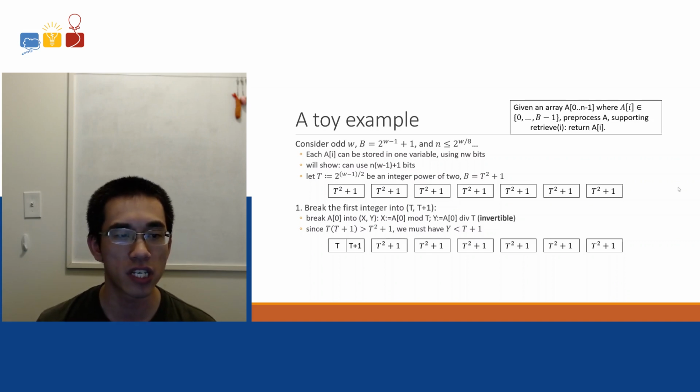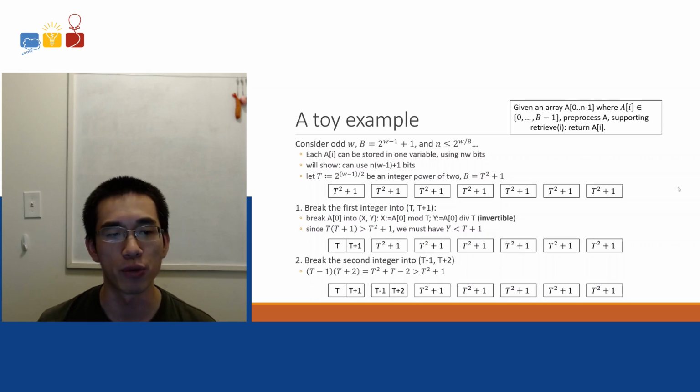So we are not actually losing information by doing such a transformation. And because the product of t and t plus 1 is at least t squared plus 1, we'll have the value of y being at most t. So x is between 0 and t minus 1, and y will be between 0 and t. So after we break the first integer, we get n plus 1 integers in total.